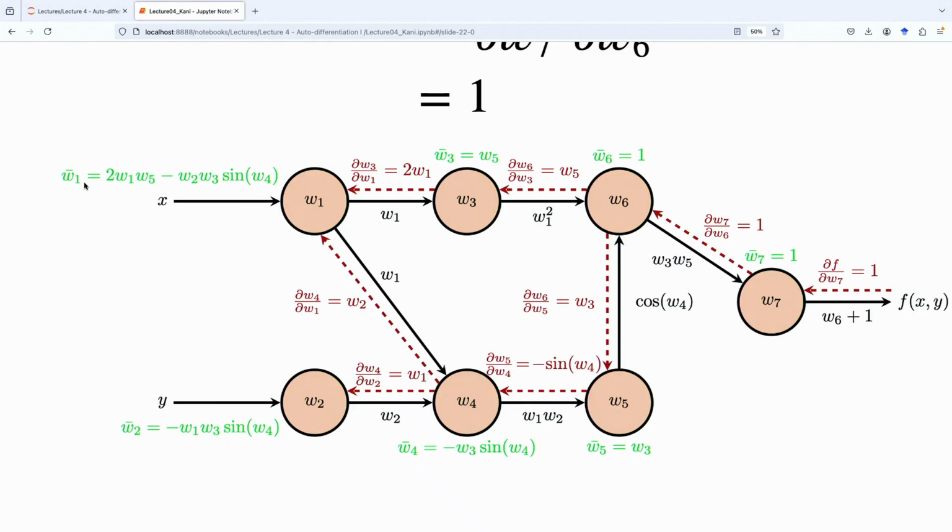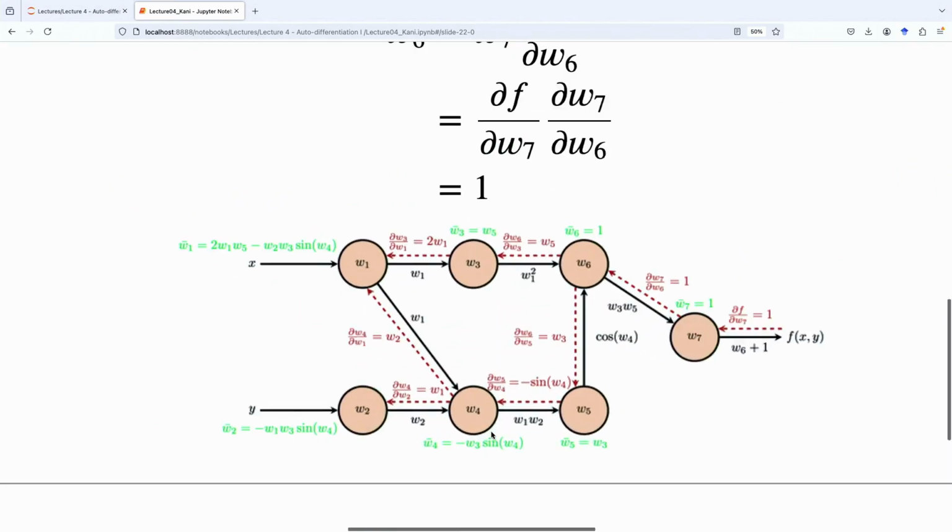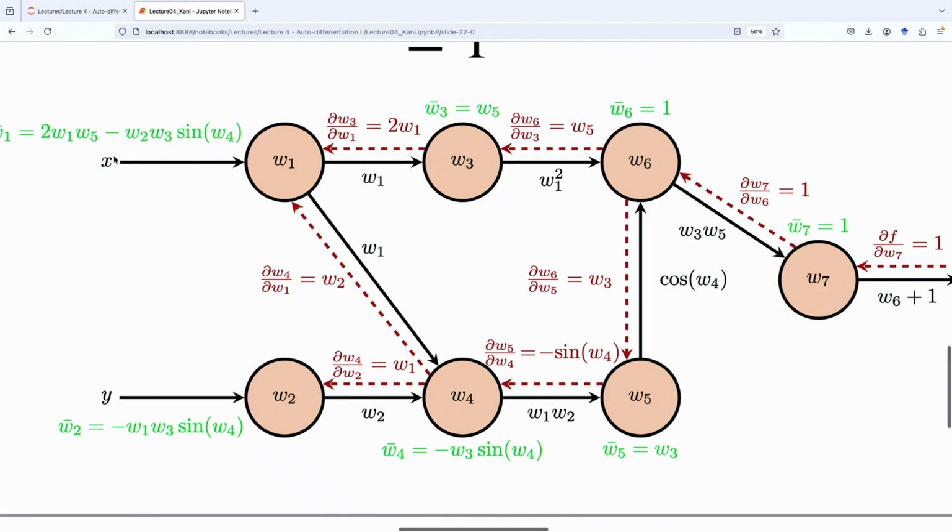So we get the gradient df dx is equal to 2 W1 W5 minus W2 W3 sine of W4. And then we could follow the paths in the other direction to y, simply going on the backward edges. 1, W3, negative W3 sine W4, negative W1 W3 sine W4. Okay? So all we're doing is the accumulation. And again, this is the symbolic expression. For the actual value, we would have to plug in the actual values that we get from the forward pass, right? Because these values are simply from the forward pass.